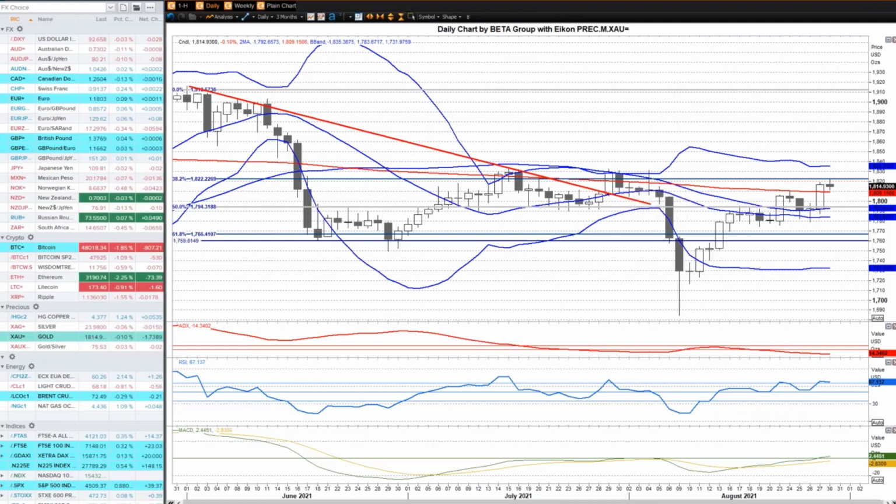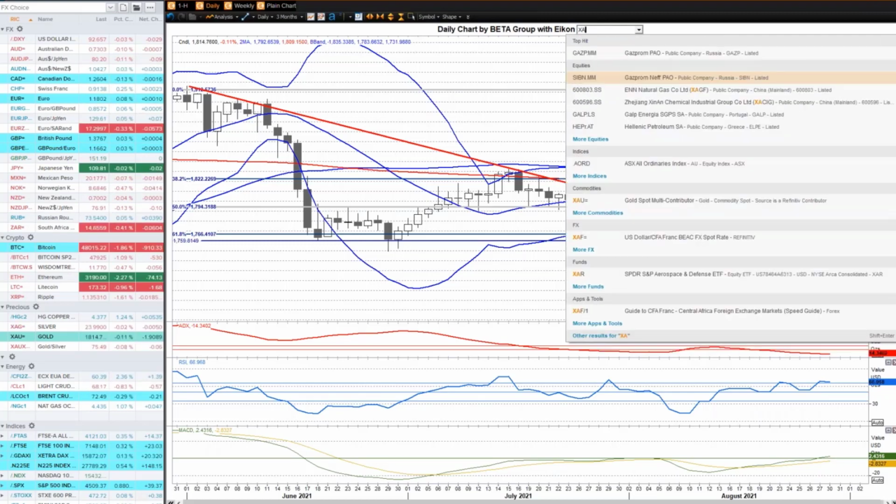Got a good pattern in the RSI, rising. MACD is also rising. So we're approaching a very, very important potential breakout point to the upside. But let's look at silver.